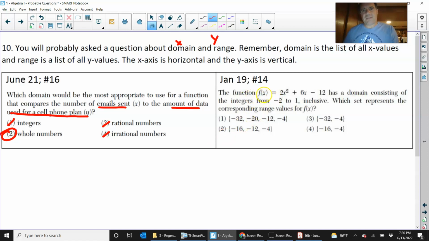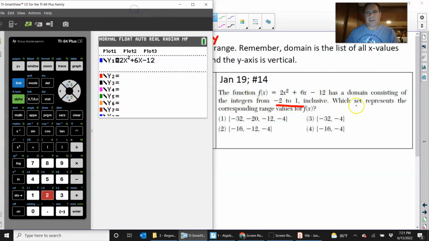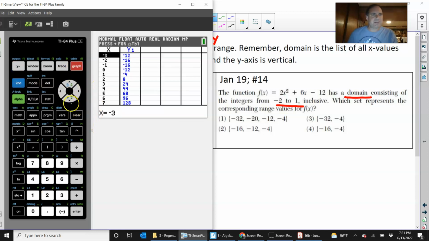So the function f of x, this is January 2019, is this, and has a domain consisting of integers from -2 to 1 inclusive. Which set represents the corresponding range for those domains? Grab your calculator, put this in, f of x, there it is, I put it in. It has a domain of integers between -2 and 1. So I am going to press second, function table, and go to -2. And here's to 1. What are the corresponding ranges for those domains?